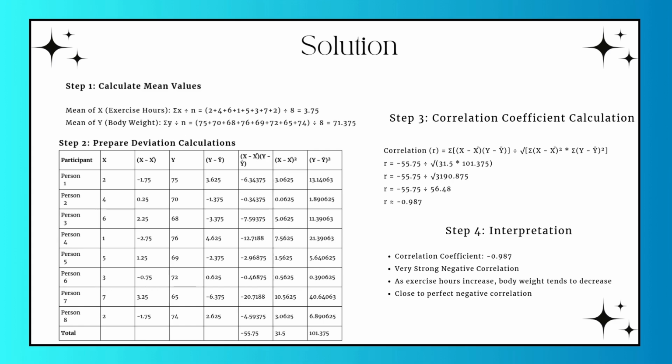This value indicates a very strong negative correlation. As exercise hours increase, body weight tends to decrease, with a near perfect inverse relationship. So it indicates that when the exercise hours increase, the weight of the body decreases.